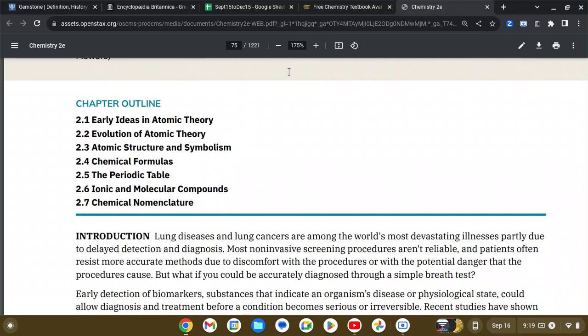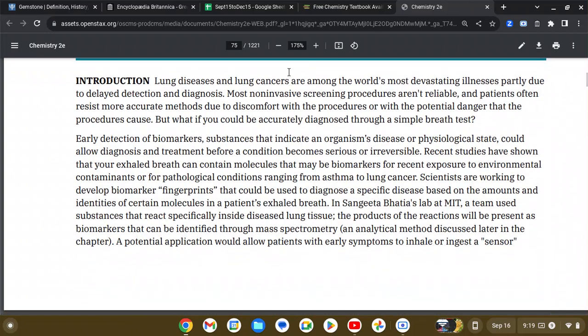Chapter outline: early ideas in atomic theory, evolution of atomic theory, atomic structure and symbolism, chemical formulas, periodic table, ionic and molecular compounds, chemical nomenclature. Introduction. Lung diseases and lung cancers are among the world's most devastating illnesses, partly due to delayed detection and diagnosis. Most non-invasive screening procedures aren't reliable, and patients often resist more accurate methods due to discomfort with the procedures or with the potential danger that the procedures cause. But what if you could be accurately diagnosed through a simple breath test?